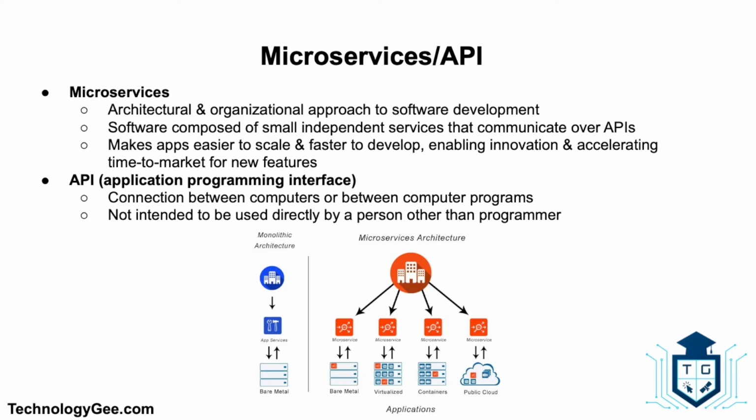Microservices architectures make applications easier to scale and faster to develop, enabling innovation and accelerating time to market for new features. An API is the connection between computers or between computer programs. It is a type of software interface offering a service to other pieces of software, in contrast to a user interface which connects a computer to a person.